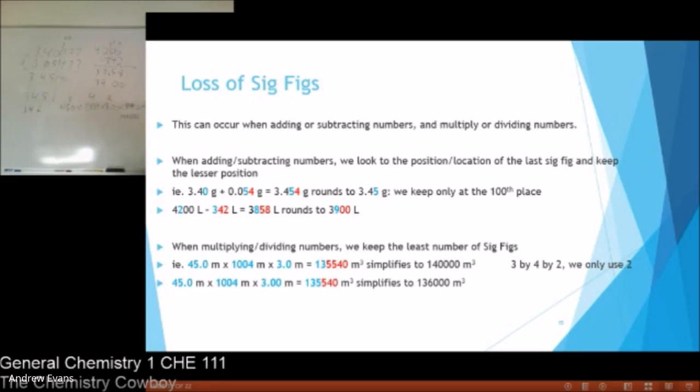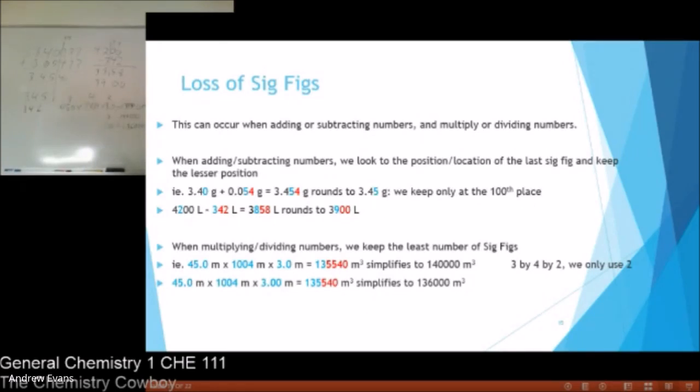Now, taking the exact same number, if I instead said 3.00, suddenly we have a 3 sig fig number. I take that same exact result, and I could now reliably say this would be 136,000.